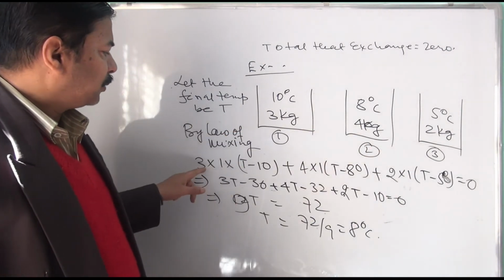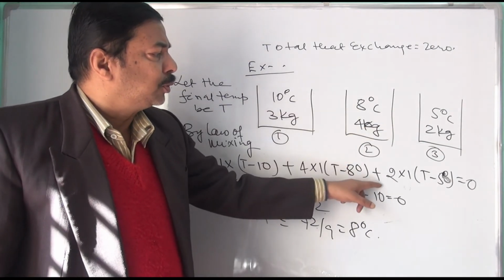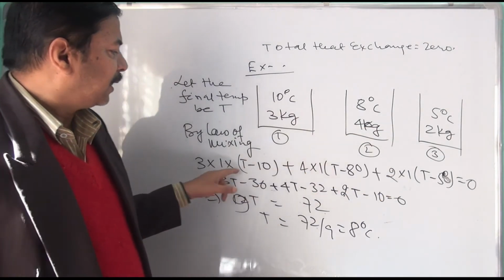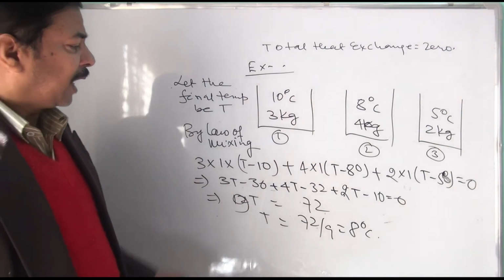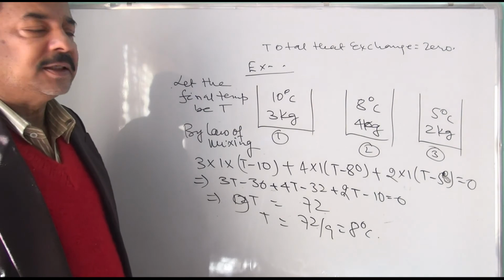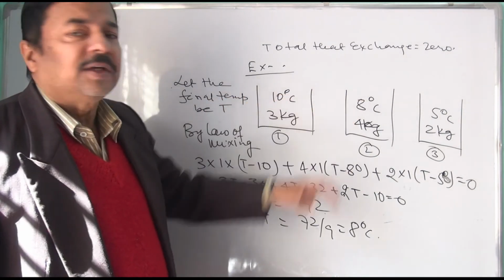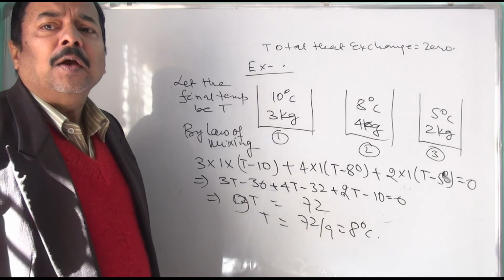This is 3 kilograms, so here 3. This is 4 kilograms, so 4. This is 2 kilograms, so 2. Specific heat remains the same, 1 calorie per gram per degree C. And by calculation we will get T equals 8 degrees C. So 8 degrees C is that value of temperature. When you mix these three liquids, they will attain a common temperature.